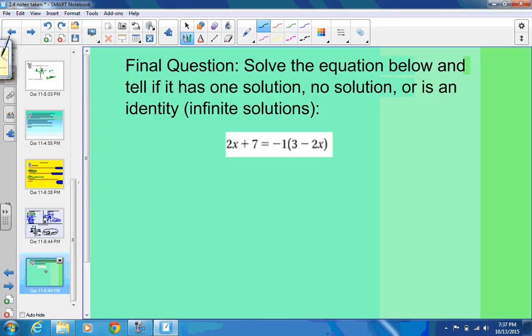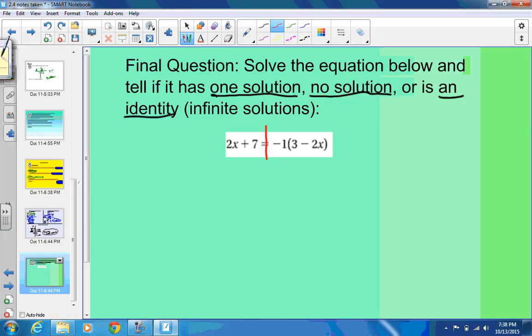And I want you to practice that with this one last example. I want you to solve the equation using the correct steps that we've been working on and tell if it has one solution, no solution, or is an identity. So go ahead, pause that, and go ahead and do that. Okay, I'm going to go through it with you. I'm not going to tell you if it's a one solution, no solution, or identity, but I'm going to go through the steps that I would take.